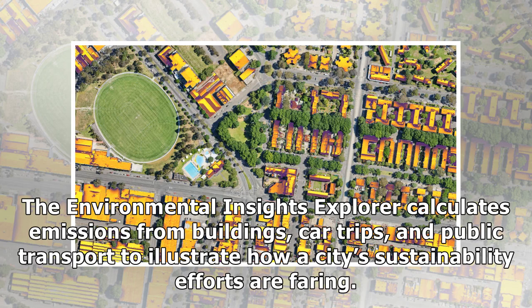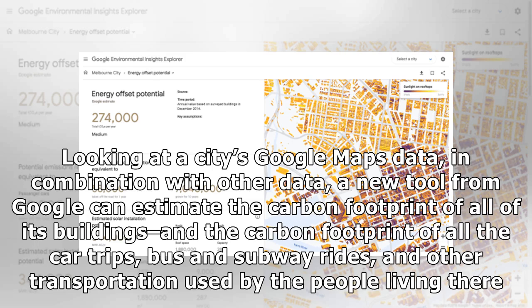The Environmental Insights Explorer calculates emissions from buildings, car trips, and public transport to illustrate how a city's sustainability efforts are faring. Looking at a city's Google Maps data, in combination with other data, a new tool from Google can estimate the carbon footprint of all of its buildings and the carbon footprint of all the car trips, bus and subway rides, and other transportation used by the people living there.